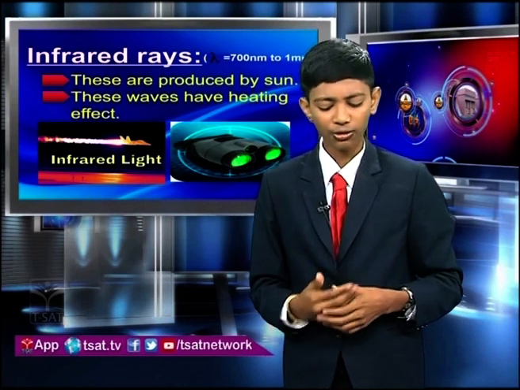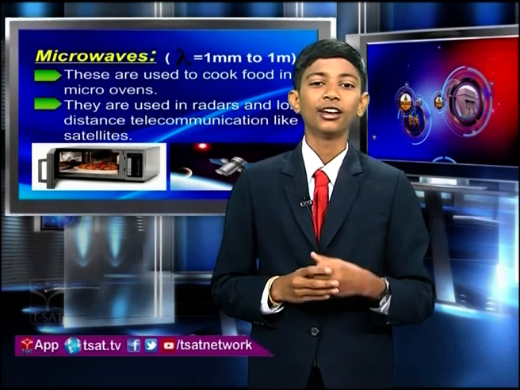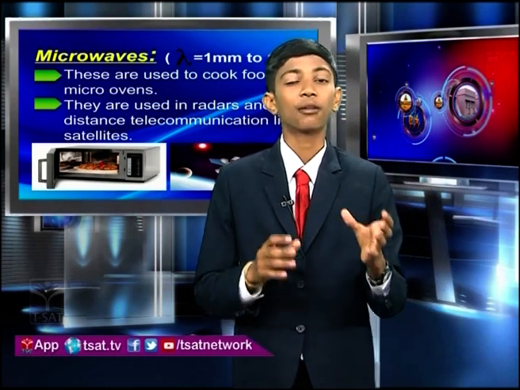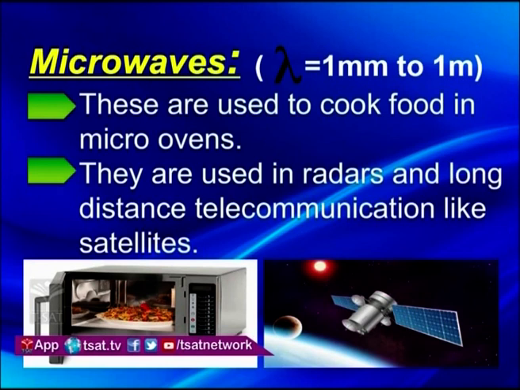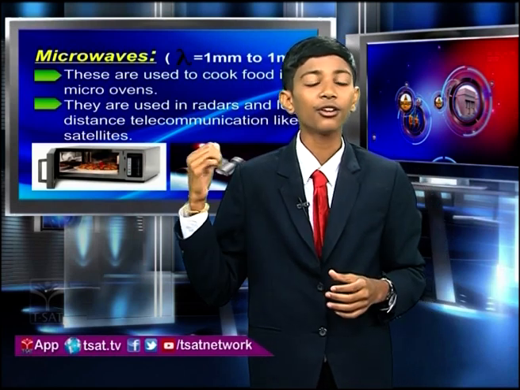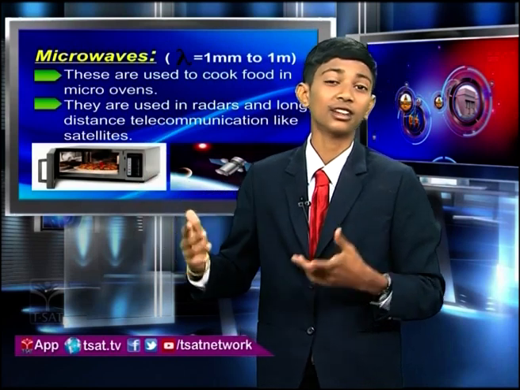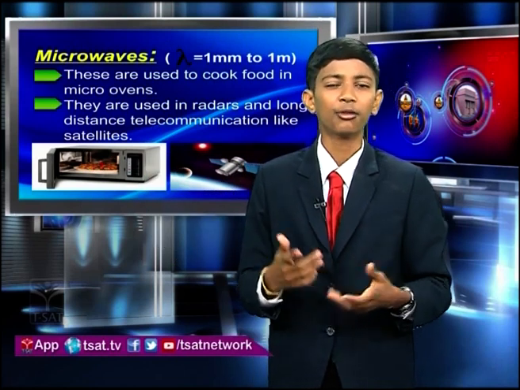Now let's move to another kind of electromagnetic waves. They are microwaves. Most of these microwaves are used in microwave ovens to cook food. These microwaves have the specialty to cook food. And these microwaves are also used for long distance telecommunications like satellites. This is about microwaves.